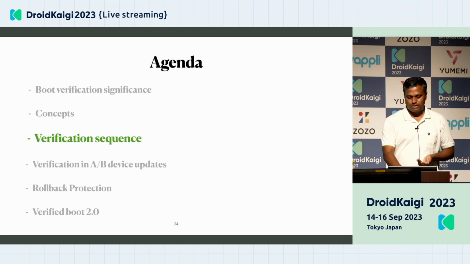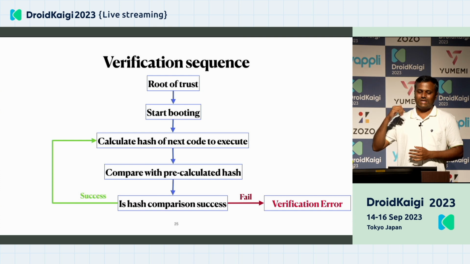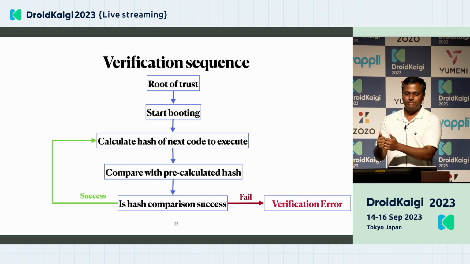So in our agenda, the next is the verification sequence. Right from the root of trust, boot will be started. As we have seen, some piece of software will be loaded. It will load the next piece of software. But before handing the execution to the next piece of software, we need to verify whether the next piece of software is legitimate or not.